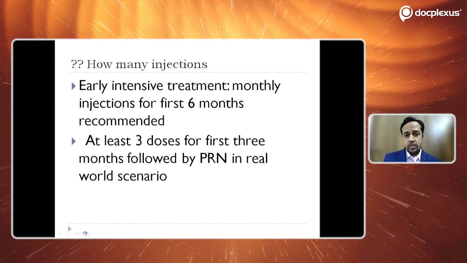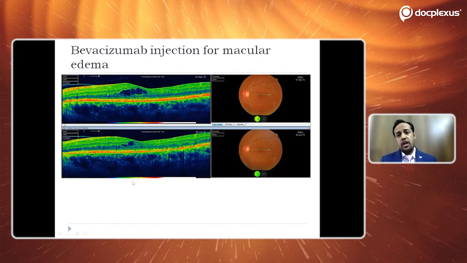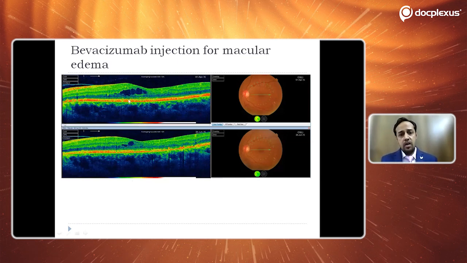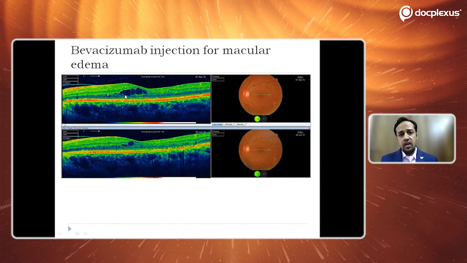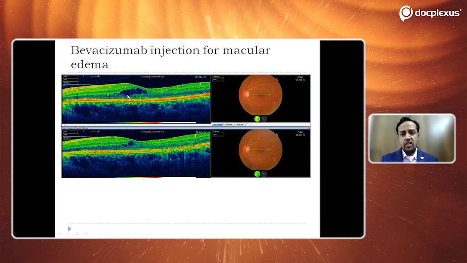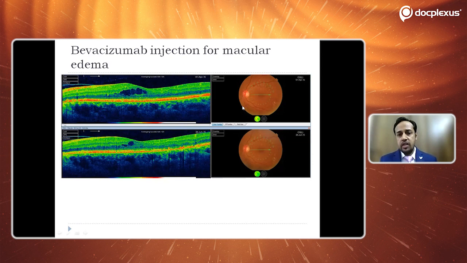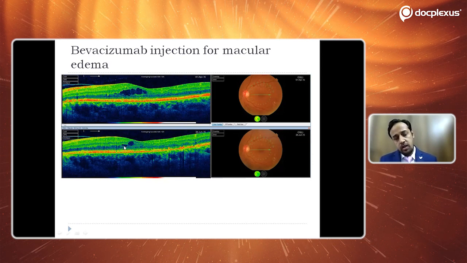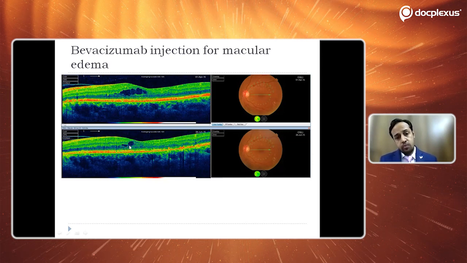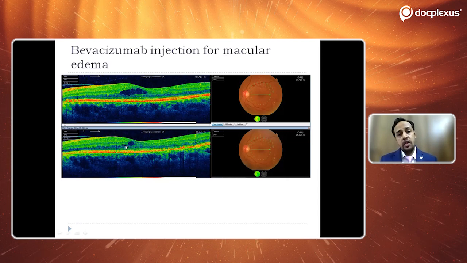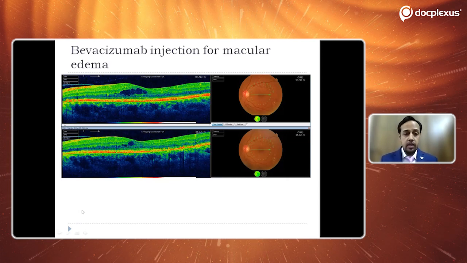So just to show you various examples. This is a patient who has macular edema. And this is a case where the macular edema is not very much, so we can say it is a moderate kind of macular edema. After a couple of injections, there's a response to intravitreal injection. And here we may not need multiple injections.